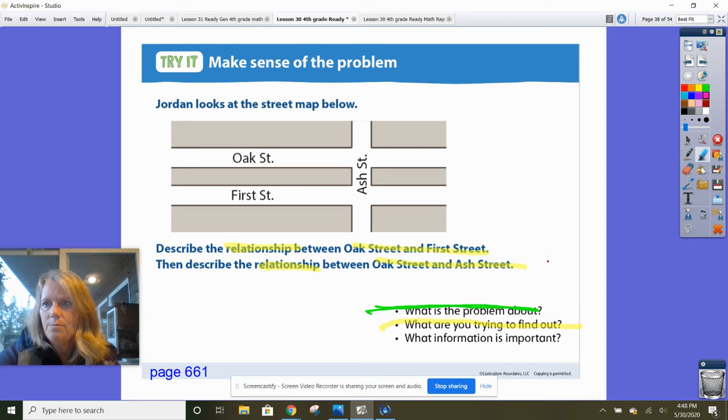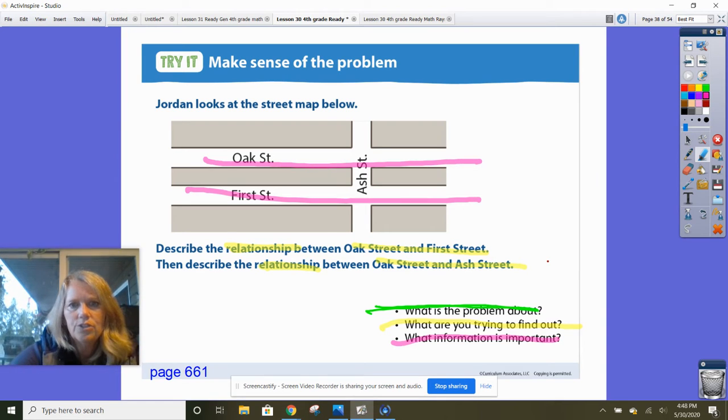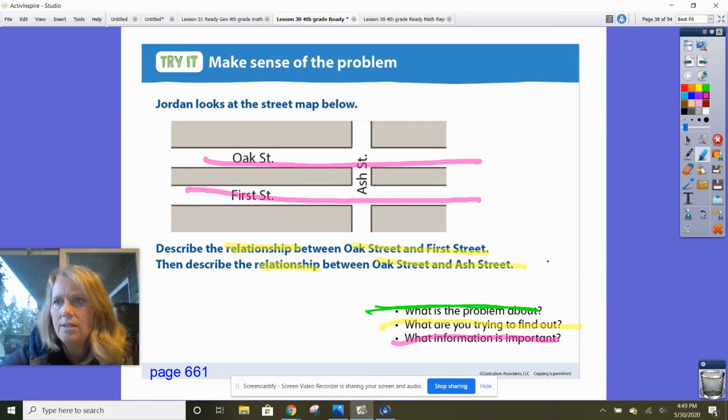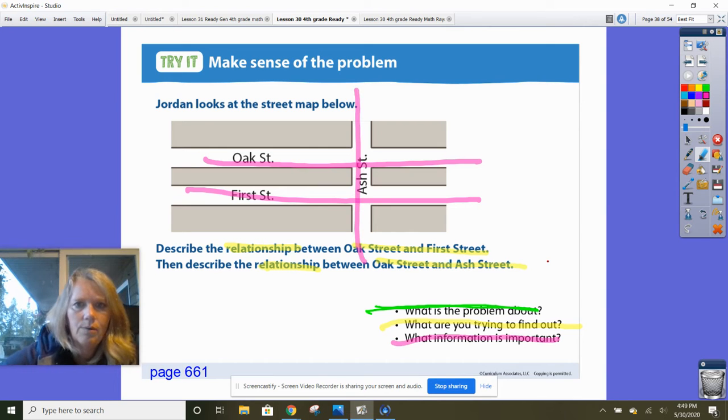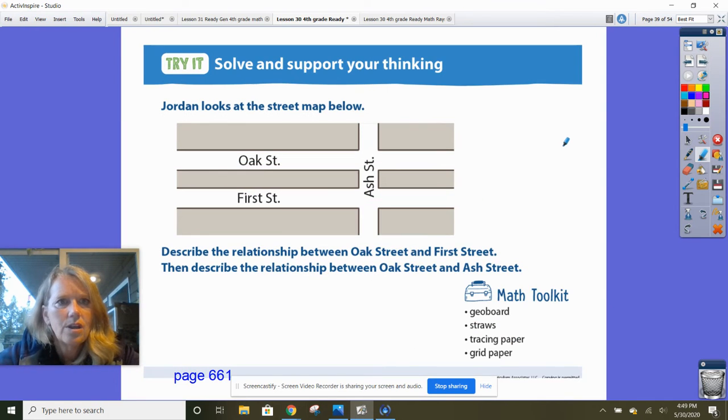Third, read. What information is important? Jordan looks at the street map below. It looks like it's important that Oak goes this way, First goes this way, and Ash goes that way. It looks like it's important which way they go. Describe the relationship between Oak Street and First Street, and then the relationship between Oak Street and Ash Street. All right. Next slide, we get to give it a go.